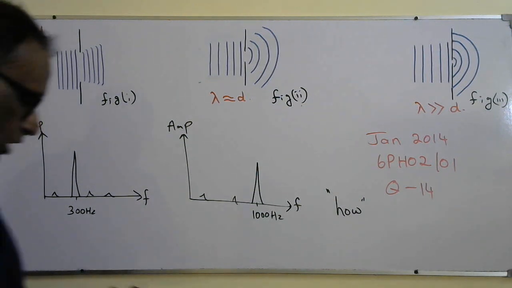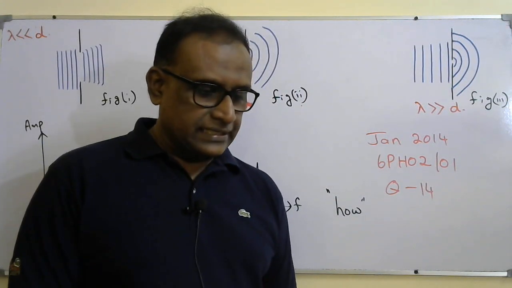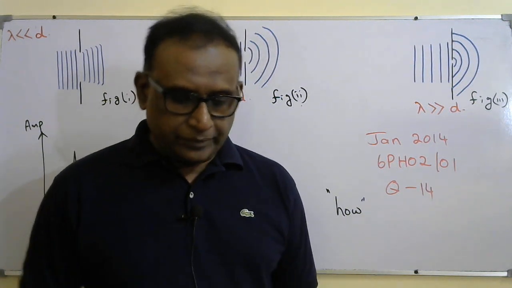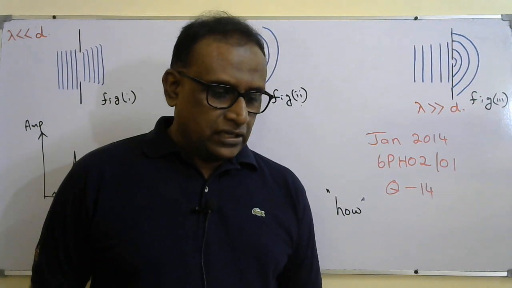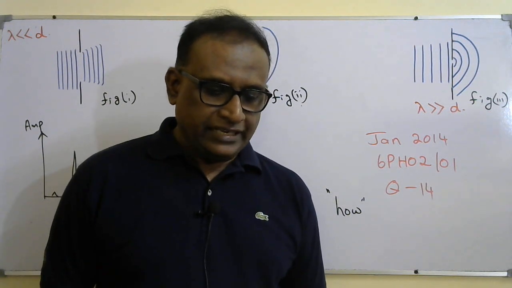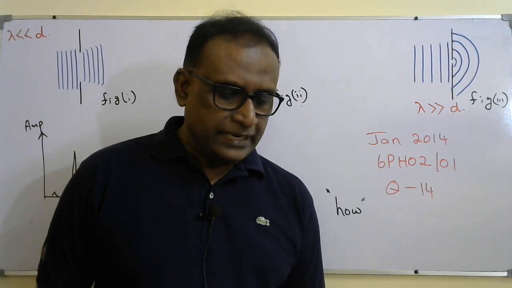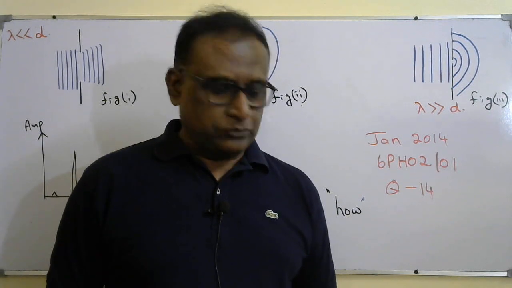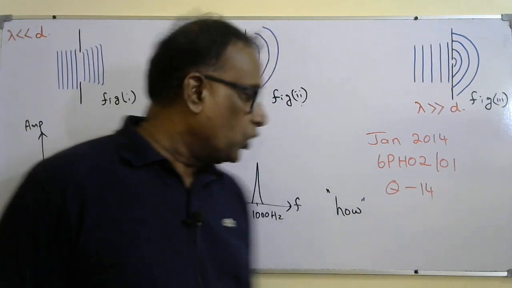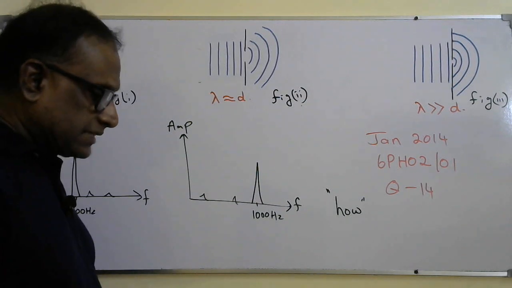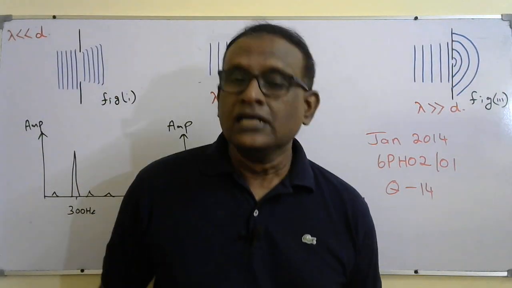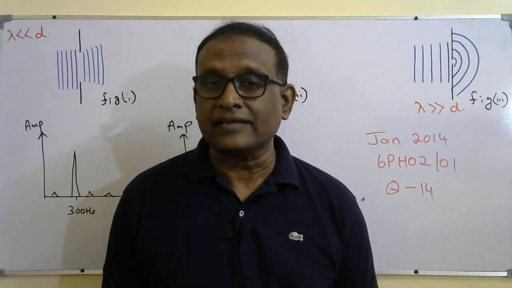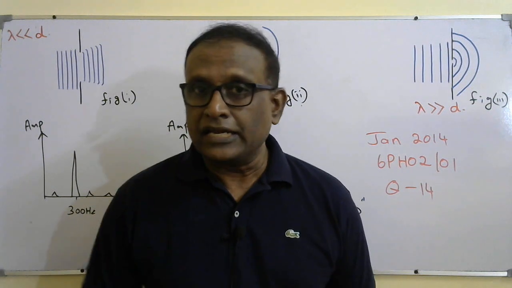So the question says, first part, the peak wavelength for the male is about 1 meter, that's okay. Show that the peak wavelength for the female is about 0.3 meters. The speed of sound in air is given as 330 meters per second. So it's not a big issue, it's an O-level type question using v equals f lambda. We know the frequency is 1000, the speed is 330 meters per second, so you will get the wavelength 0.3 meter for the female voice.